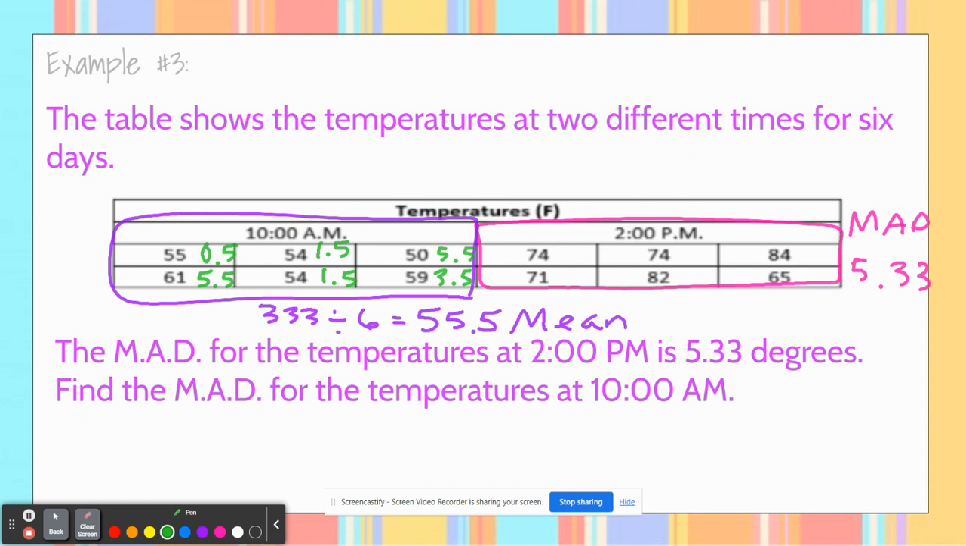We want to find the average distance. To find the average distance, we're going to find the average of those points we just found. So we're going to take 0.5 plus 5.5 plus 1.5 plus 1.5 plus 5.5 plus 3.5. That gives us 18. And then we're going to divide that by how many numbers are in our data set, which is 6. So our mean absolute deviation is 3. So on average, we are 3 away from the mean of 55.5.